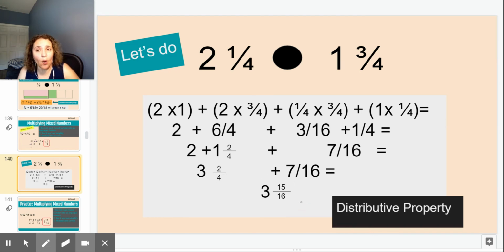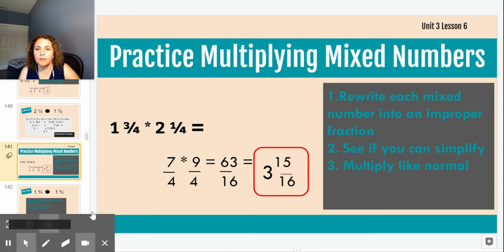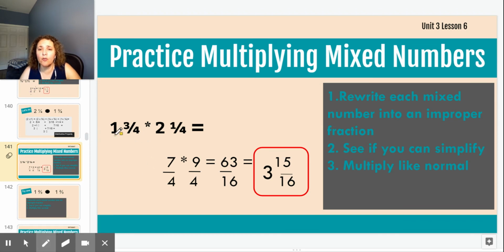So you could do it that way, but if we turn these into improper fractions, you're going to see it's way, way faster, just like we saw in the other example. So let's do it that way. Okay, so do it with me. I'm going to turn them into improper fractions. 1 times 4 is 4, plus 3 is 7, 7/4. 2 times 4 is 8, plus 1 is 9, 9/4.